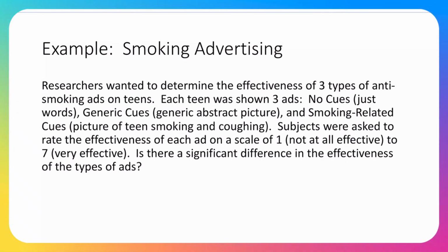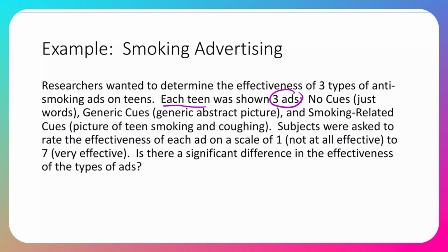Okay, so let's do an example. Researchers wanted to determine the effectiveness of 3 types of anti-smoking ads on teens. So each teen was shown 3 ads. Each subject, each teenager in the study, got to see 3 different ads. One with no cues, just words. One with generic cues, in other words, a generic abstract picture. And one with smoking-related cues, a picture of a teen smoking and coughing.